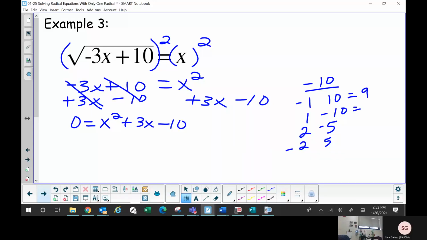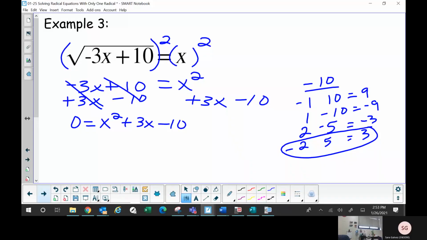Okay, so -1 plus 10 gives you 9. 1 minus 10 gives you -9. 2 minus 5 gives you -3. -2 plus 5 gives you a +3. That's the combination we're looking for. -2 times +5 is going to give you a -10 when you multiply. When you add those together, -2 plus 5, that's going to give you a +3.